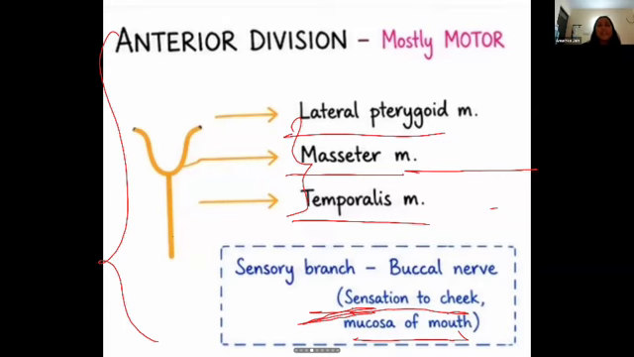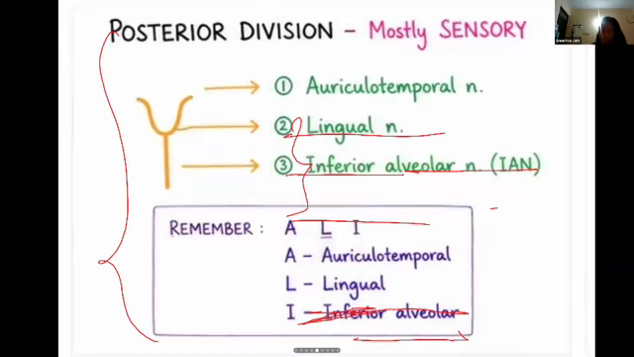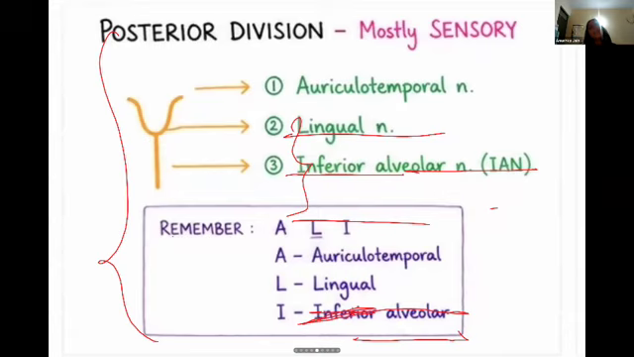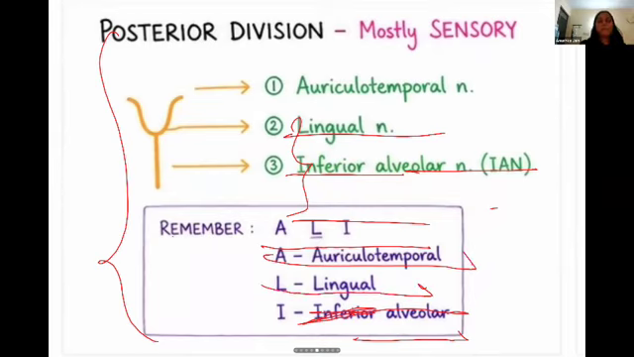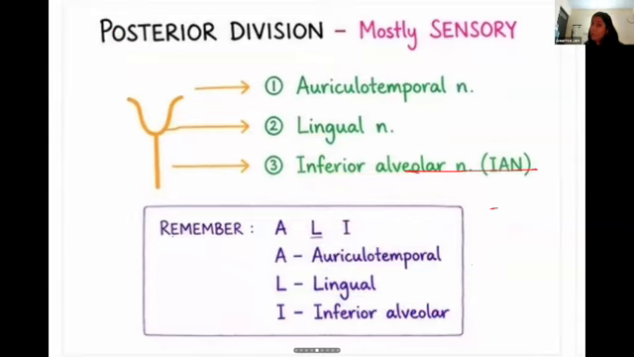In the posterior division, we can see that the posterior division is sensory in nature. It contains the auriculotemporal nerve, lingual nerve, and inferior alveolar nerve. Now, what is the mnemonic? Very easy. The mnemonic is ALI. A stands for auriculotemporal nerve, L stands for lingual nerve, and I stands for inferior alveolar nerve. Now we will check one by one all the nerves.